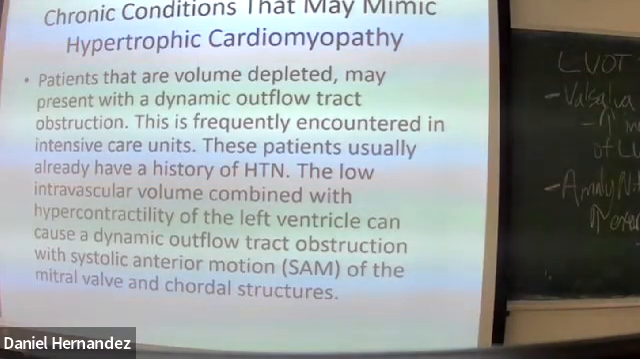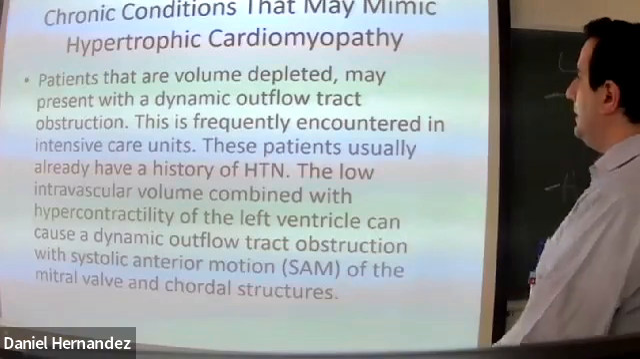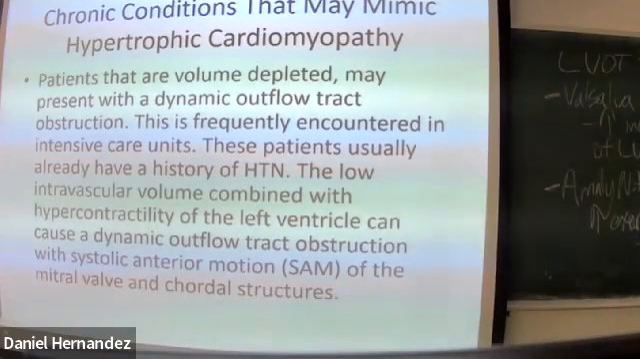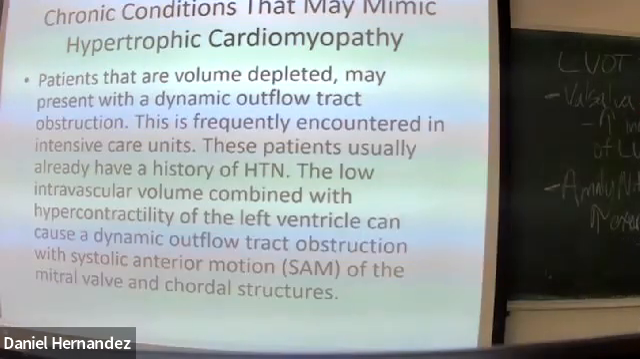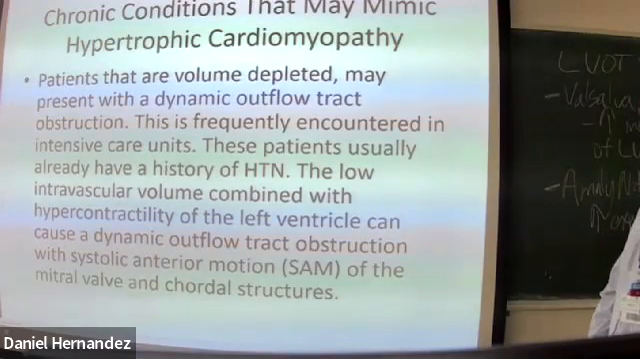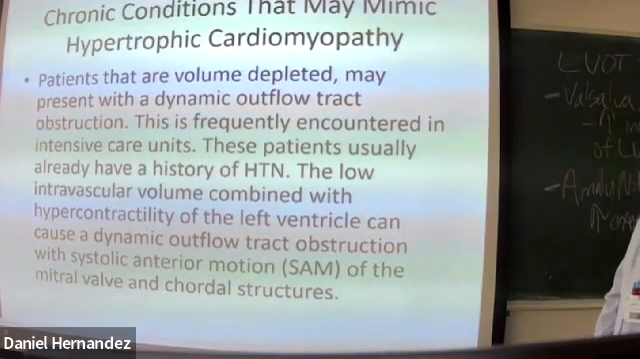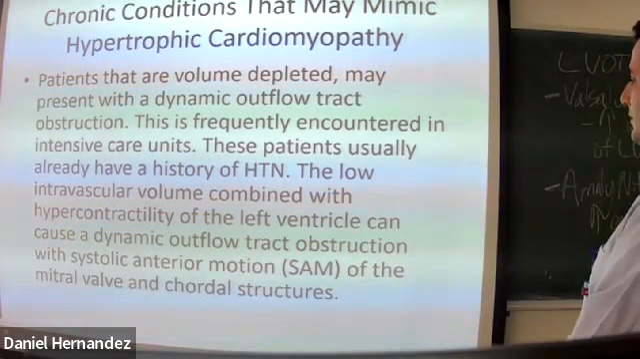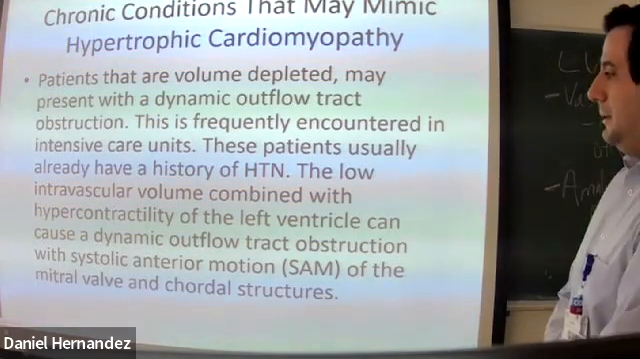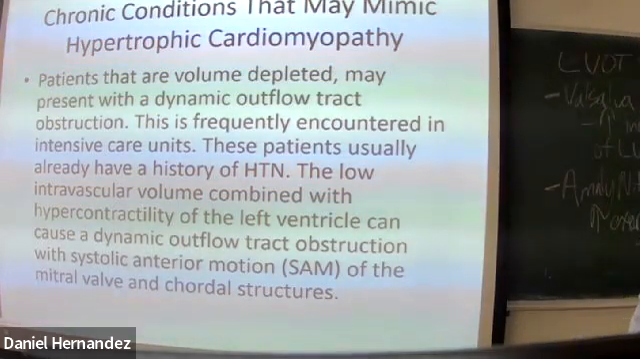Patients that are volume depleted, so they're hypovolemic, they have low blood volumes, may present with a dynamic outflow tract obstruction as well. This is frequently encountered in intensive care units. These patients usually already have a history of hypertension. The low intravascular volume combined with hypercontractility of the left ventricle can potentially cause a dynamic outflow tract obstruction with systolic anterior motion of that leaflet.